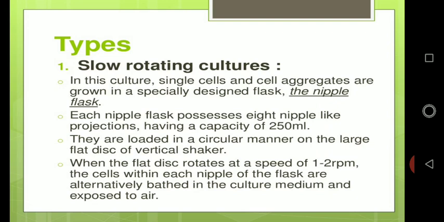Now batch culture has again types: slowly rotating culture. In this type of culture, single cells and cell aggregates are grown in a specially designed flask, the nipple flask. I'm going to show you the diagram of the nipple flask, and it is recommended that if there is a note on batch culture, then you should draw the diagram of the nipple flask. Each nipple flask possesses 8 nipple-like projections having a capacity of 250 ml. They are located in a circular manner on a large flat disc of a vertical shaker. When the flat disc rotates at a speed of 1 to 2 rpm, the cells within each nipple of the flask are alternately bathed in the culture medium and exposed to air.